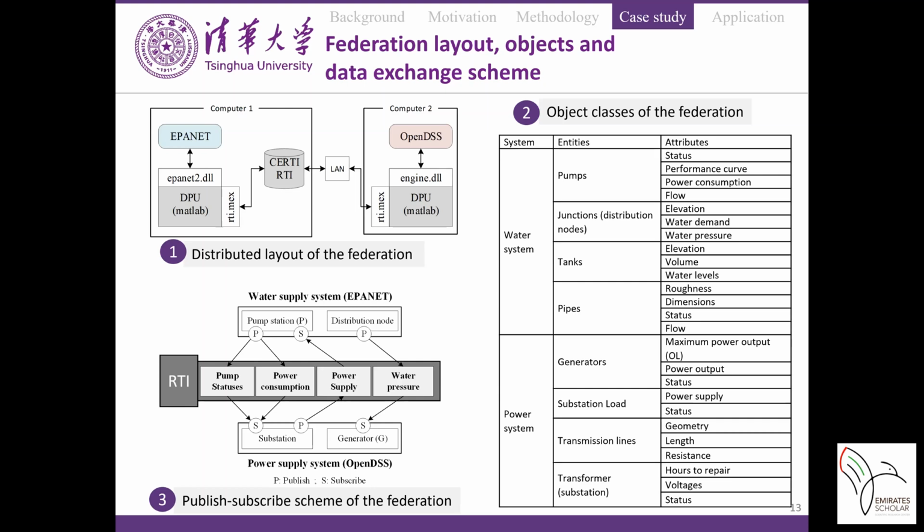And on the bottom left, the figure here shows the actual data that was exchanged between the models. For example, you can see the water system could publish information about pump statuses, power consumption of the pumps, whereas the power system could publish information about the actual power output to each of the components in the interdependent system.